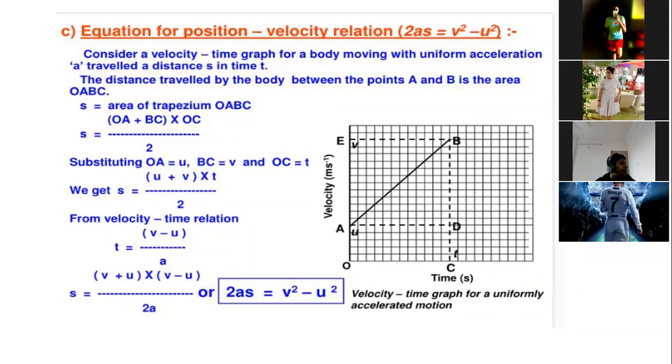Now, in all cases you will not have time as a given value. You may have cases where you have acceleration, displacement, and initial or final velocity, but there is no time factor in that particular case. So how are you going to find the equation? This is the third and final equation, the position velocity relation.